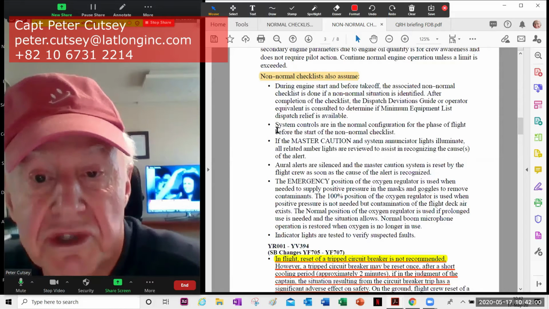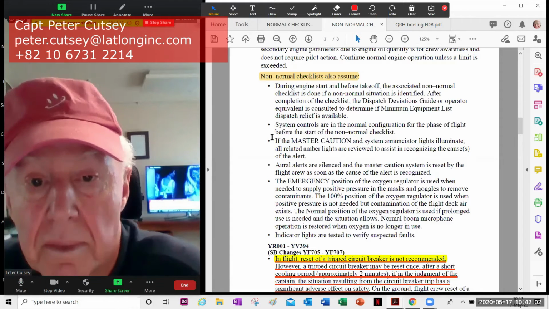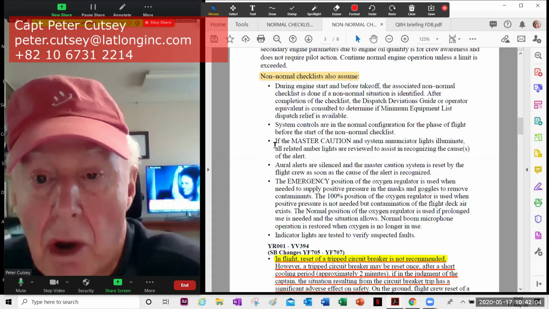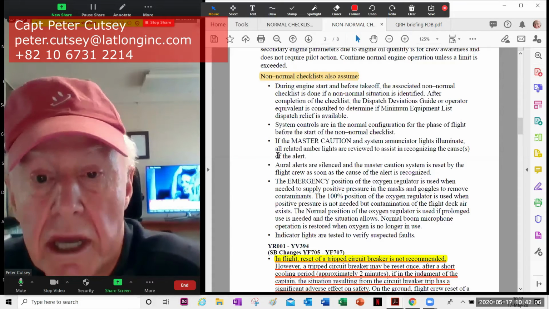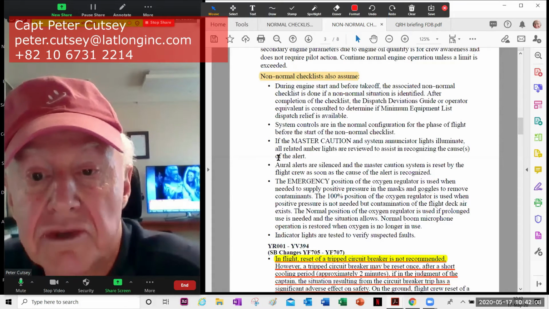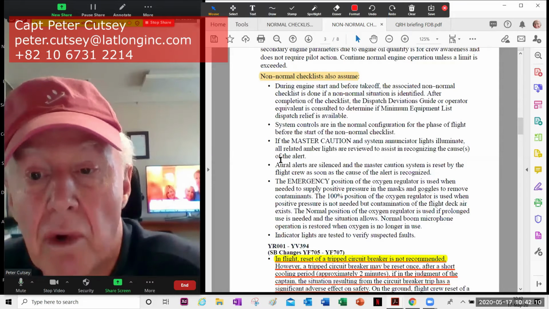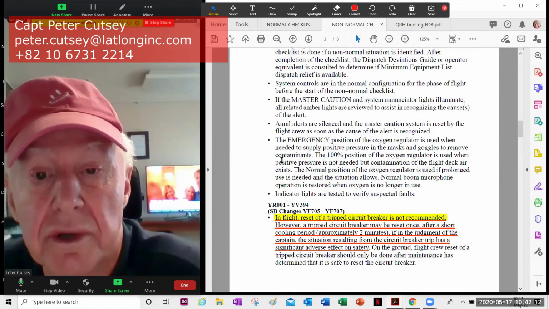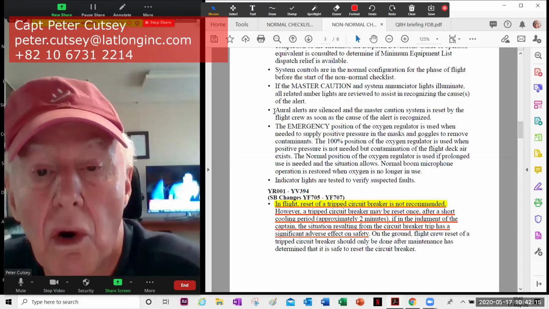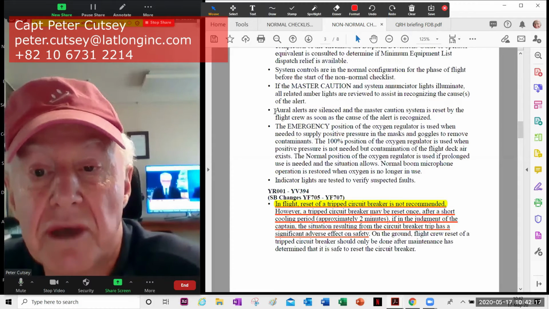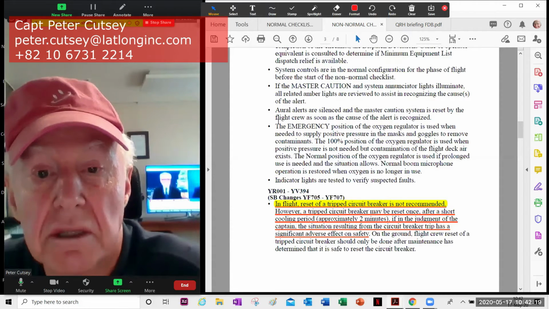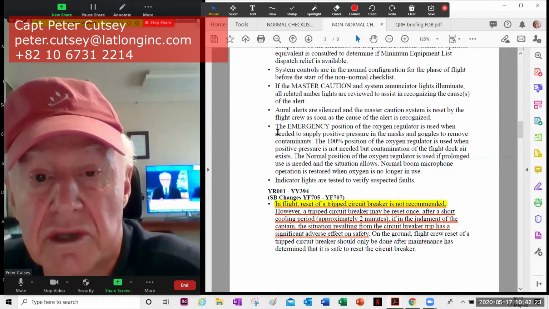Once you're airborne, the situation is different. If the master caution and system annunciator lights illuminate, all related amber lights are reviewed to assist in recognizing the cause of the alert. All alerts are silenced and the master caution system is reset by the flight crew as soon as the cause of the alert is recognized.